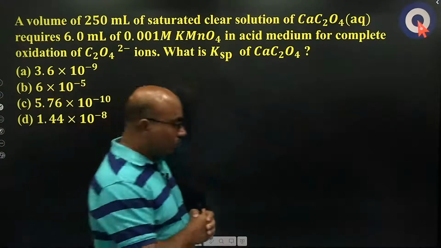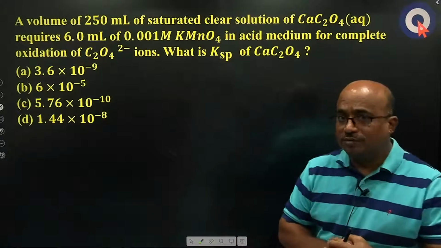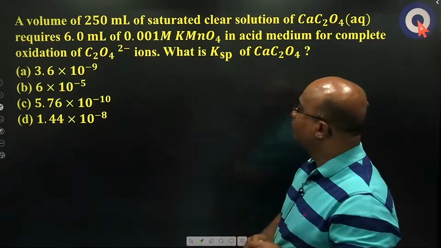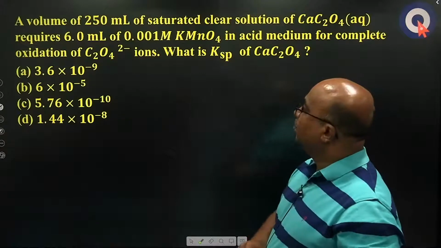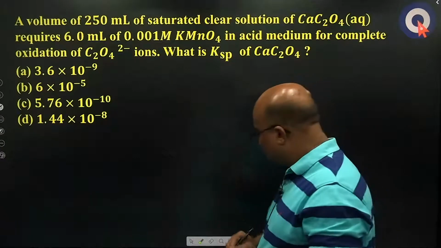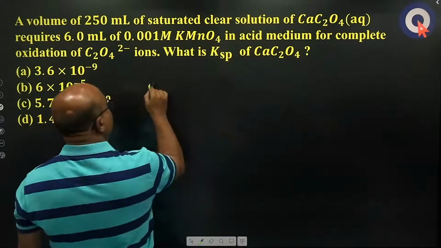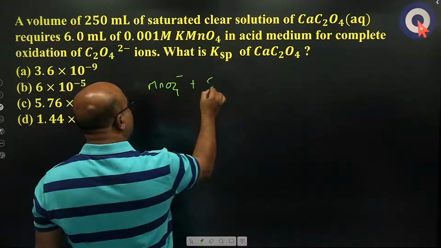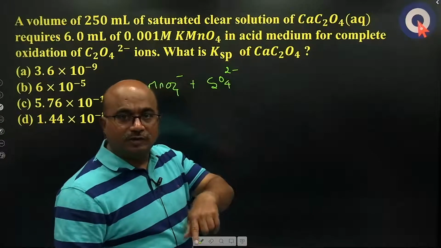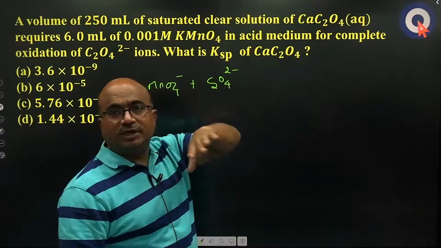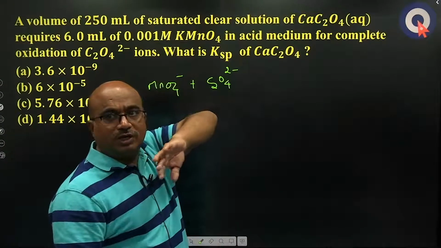Next, a volume of 250 ml of a saturated, clear solution of calcium oxalate requires 6 ml of 0.001 M KMnO4 in acidic medium for complete oxidation. So it's now a redox reaction between them. MnO4 minus only oxidizes the oxalate ion, because calcium is a spectator, as calcium is already in +2, the maximum possible oxidation state it can possess.